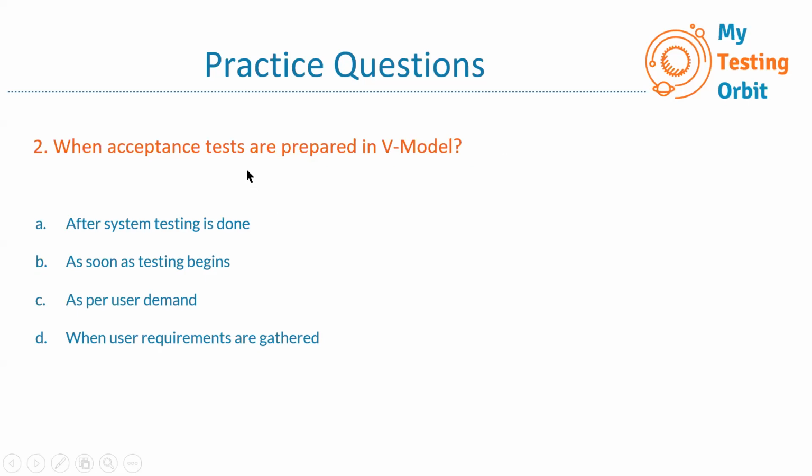Moving on to the second one: when are acceptance tests prepared in the V-model? If you just recall the V model, which we did earlier in the SDLC models, when do you think acceptance tests are prepared in the V model? So we are talking about when they are prepared. Go through these options and let me know what you think is the correct one.